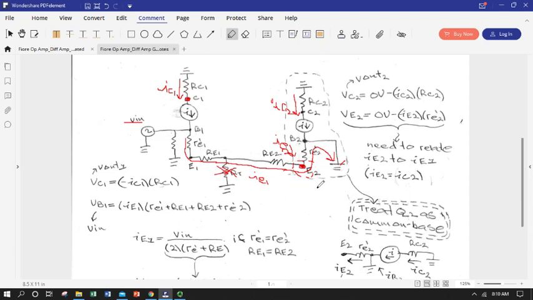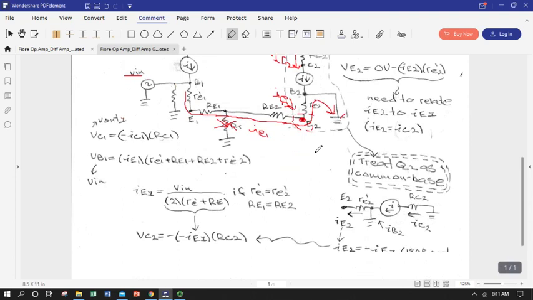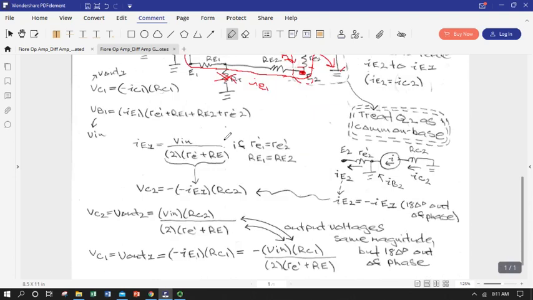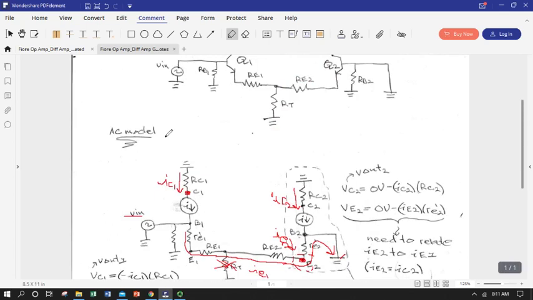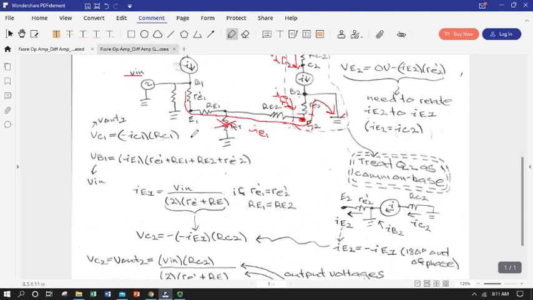So if we put that fact together and then just go through our Kirchhoff's voltage law analysis for AC and apply it to both sides of the circuit, we get these really important relationships for our emitter currents and our voltage outputs, which are going to give us our gains for both sides of the circuit.